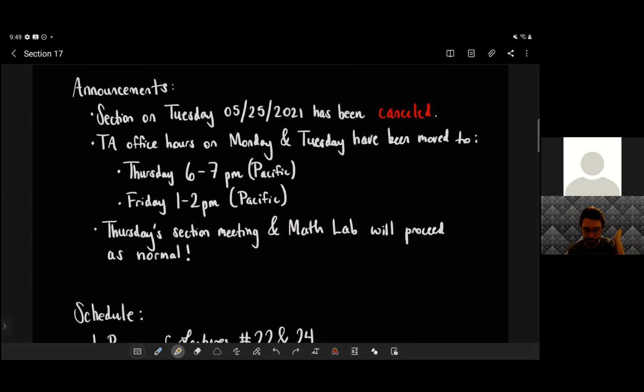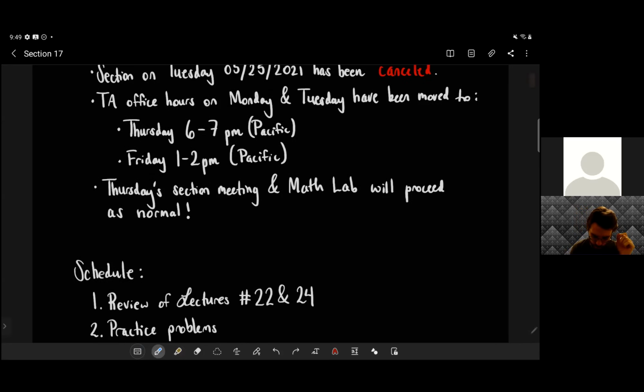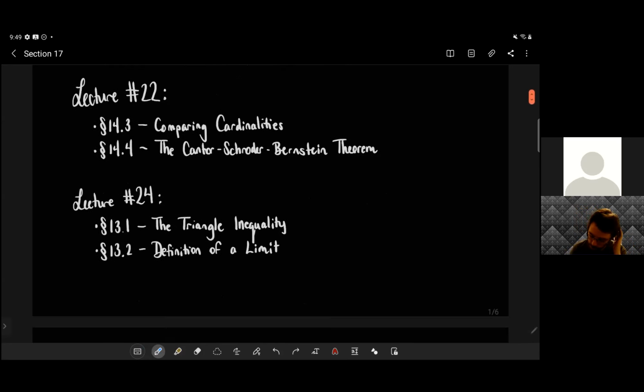So yeah, what we want to do today then is go over the end of chapter 14, the beginning of chapter 13. Chapter 13 is getting into some calculus-y stuff. Chapter 14, that we finished last week, I guess, was talking about cardinalities and the Cantor-Schroeder-Bernstein theorem, which gives you nice relationships between injections, bijections, and cardinalities of sets.